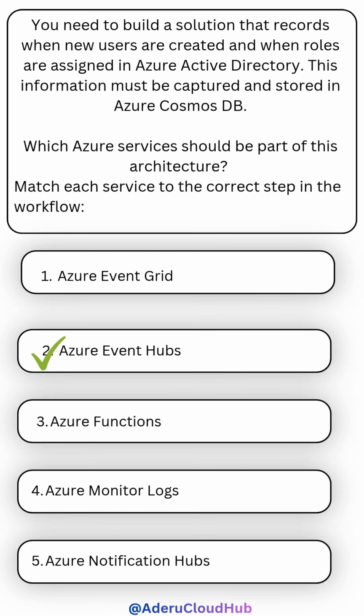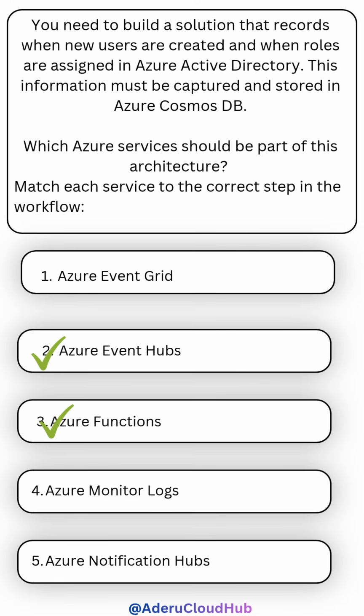Next one is Azure Functions. It helps in executing serverless code to process and transform the incoming events and then helps in writing the change feed data into the Azure Cosmos DB. This is the correct answer. Next one is Azure Monitor Logs. It helps in collecting telemetry and performance data, but not audit or identity related events. This is not a correct answer.